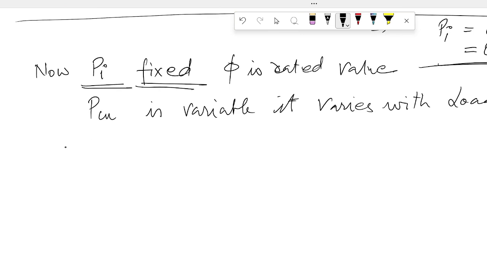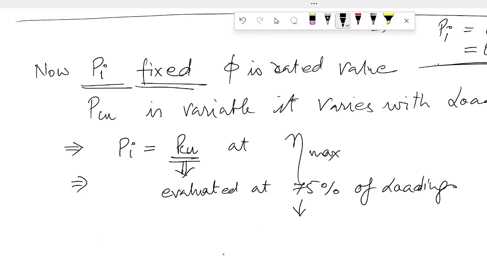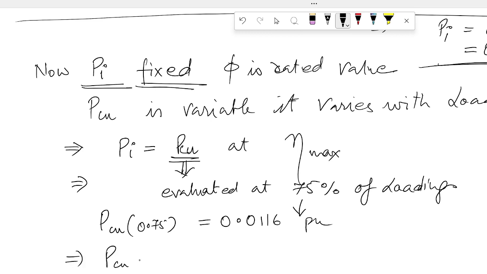So we said that Pi is equal to PCU at eta max, maximum efficiency. But this copper loss was evaluated at 75% of the loading. Now PCU at 0.75 loading is 0.0116 per unit. So if I ask you for PCU at 100%, how will you do it?